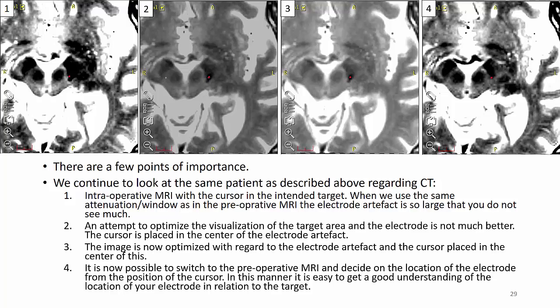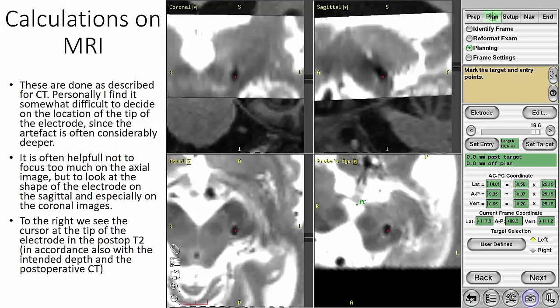It is now possible to switch to the preoperative MRI and decide on the location of the electrode from the position of the cursor. In this manner, it is easy to get a good understanding of the location of your electrode in relation to the target. Calculations on MRI are done as described for CT.